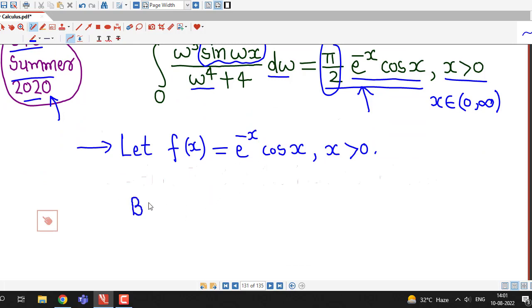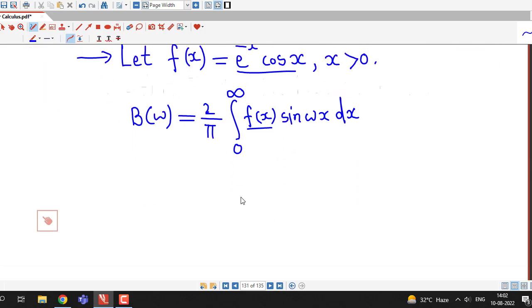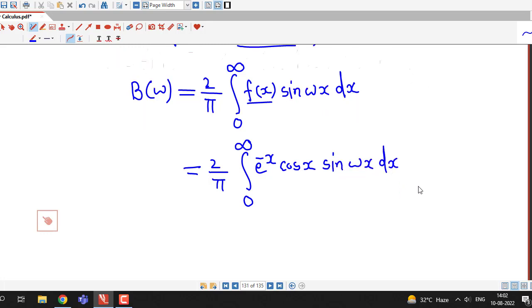And for Fourier sine integral, first we have to decide this quantity b(omega), which is given by 2 divided by pi improper integral from 0 to infinity f(x) sin omega x integral with respect to x. In the next step we put f(x) equal to e raised to minus x cos x, and then we integrate. Here we write this integral from 0 to infinity.